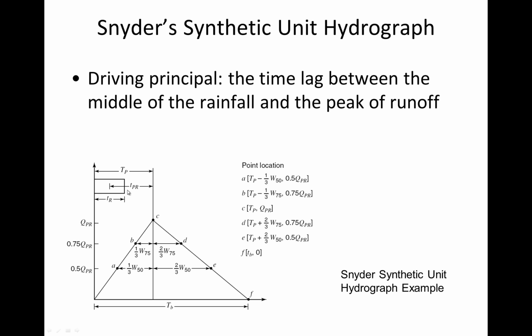So T sub PR would be 1.5 hours if we had a 2-hour T sub P, capital P, and then a 1 hour rainfall excess event. One of the strengths of the Snyder Synthetic Unit Hydrograph process is it allows us to easily calculate a unit hydrograph for a storm of any duration.